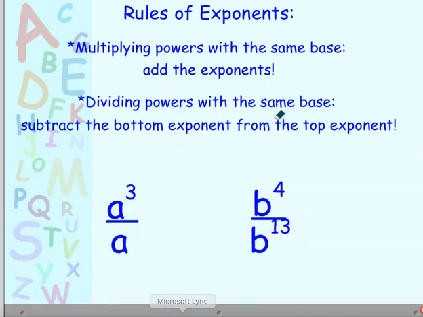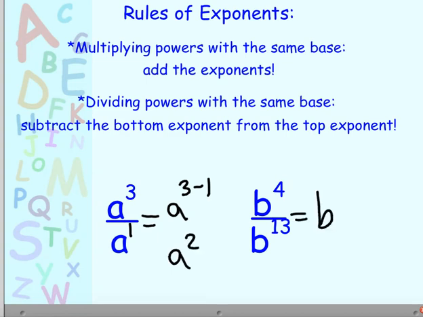So we need to divide. If we take a to the 3rd divided by a, that just means that we need to subtract. So we take a to the 3 minus 1. Since this a down here just has a 1 as an exponent, we get a to the 2nd power as our answer. Similarly, over here we would say b to the 4 minus 13.